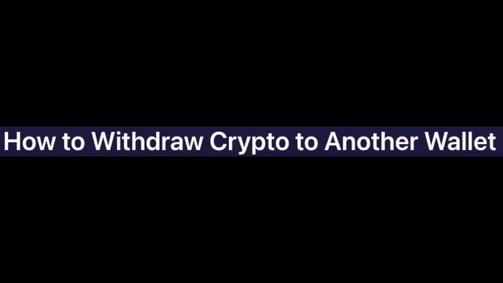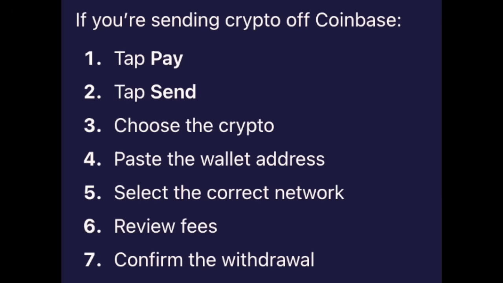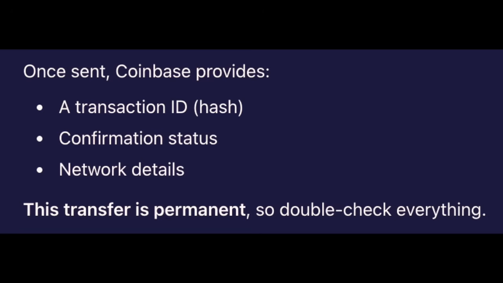How to withdraw crypto to another wallet. If you're sending crypto off Coinbase, tap Pay. Tap Send, choose the crypto, paste the wallet address, select the correct network, review fees, confirm the withdrawal. Once sent, Coinbase provides a transaction ID, confirmation status, network details. This transfer is permanent, so double check everything.